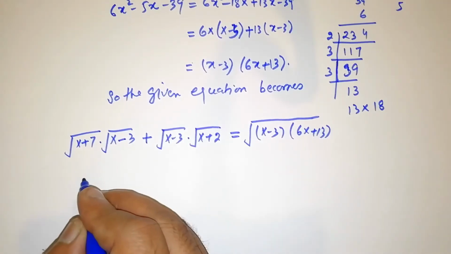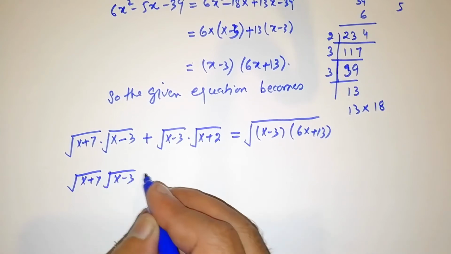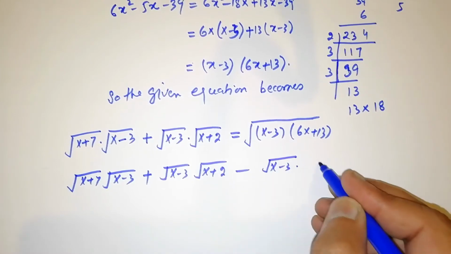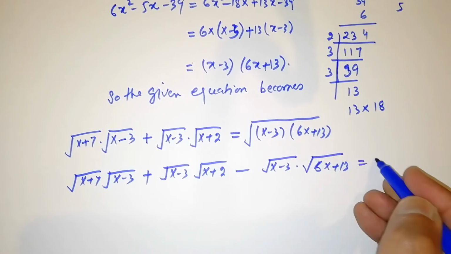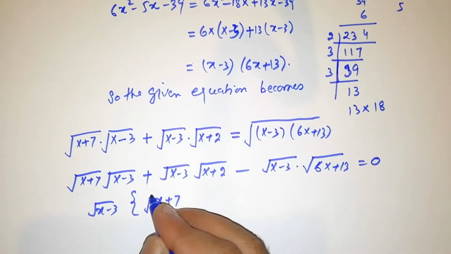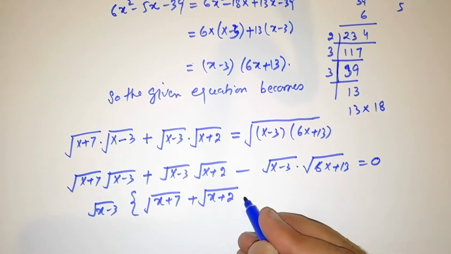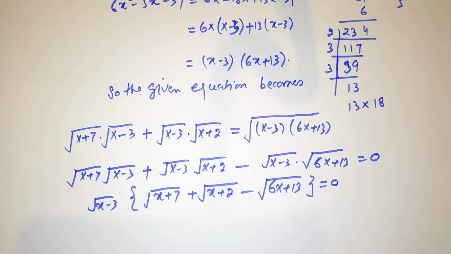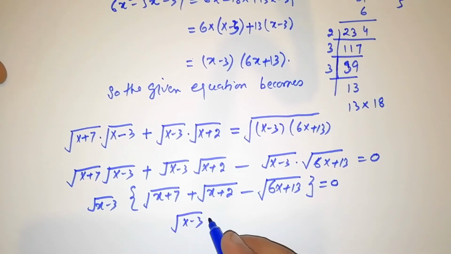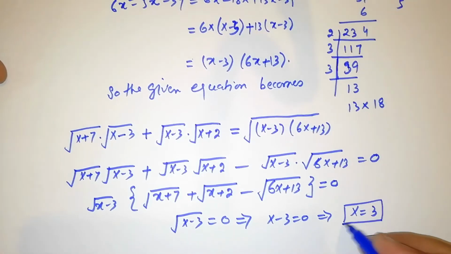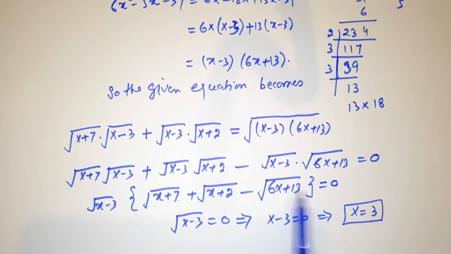Therefore we have x plus 7, x minus 3 plus x minus 3 and x plus 2 square root minus x minus 3 and 6x plus 13 its square root, this is equal to 0। इन तीनों में से हम x minus 3 square root कॉमन निकाल लेते हैं। So we have x plus 7 plus x plus 2 and minus 6x plus 13, this is equal to 0। सो स्टूडेंट्स ये जो x minus 3 स्क्वायर रूट है, इसको अगर आप ज़ीरो के इक्वल रखते हैं, so we have x minus 3 which gives us one solution, that was one of the roots. Now we solve this factor.